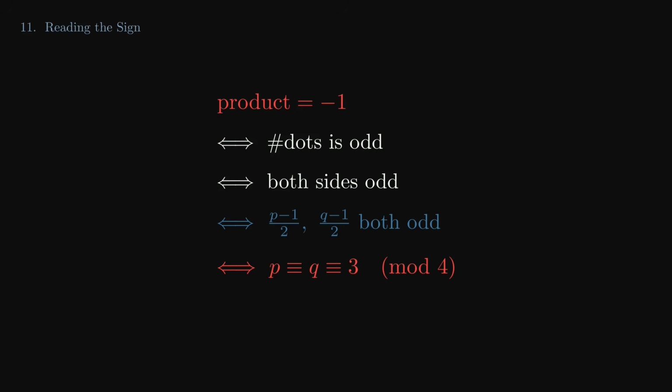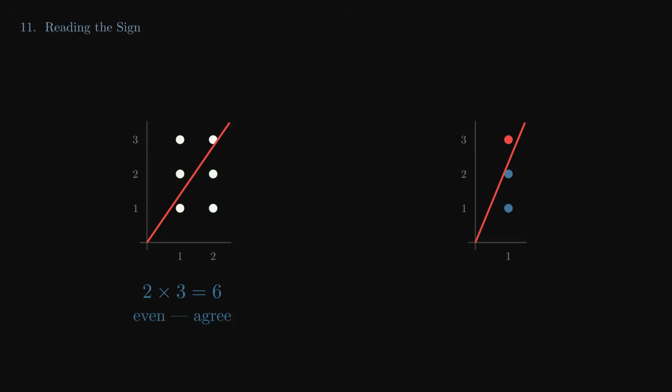Watch it happen. For 5 and 7, the rectangle is 2 by 3, one even side, so an even number of dots, so the answers agree, both minus 1 as we found. But swap the 5 for a 3. Now the rectangle is 1 by 3, both sides odd, 3 dots, an odd count. The product is minus 1, and the two answers must disagree. That is exactly the flip we saw at the very beginning. 3 not a square mod 7, while 7 is a square mod 3. Change 1 prime, change the parity of a side, and the whole relationship turns over. The symmetry was a shape all along.